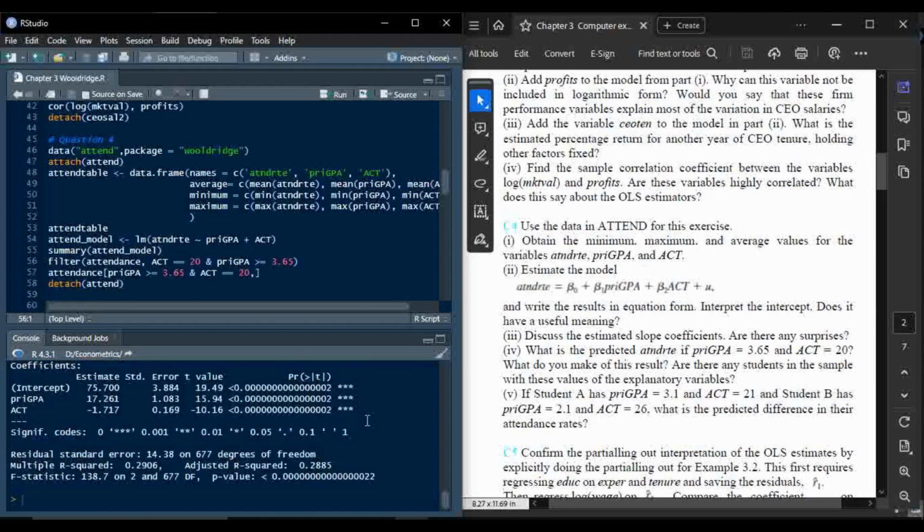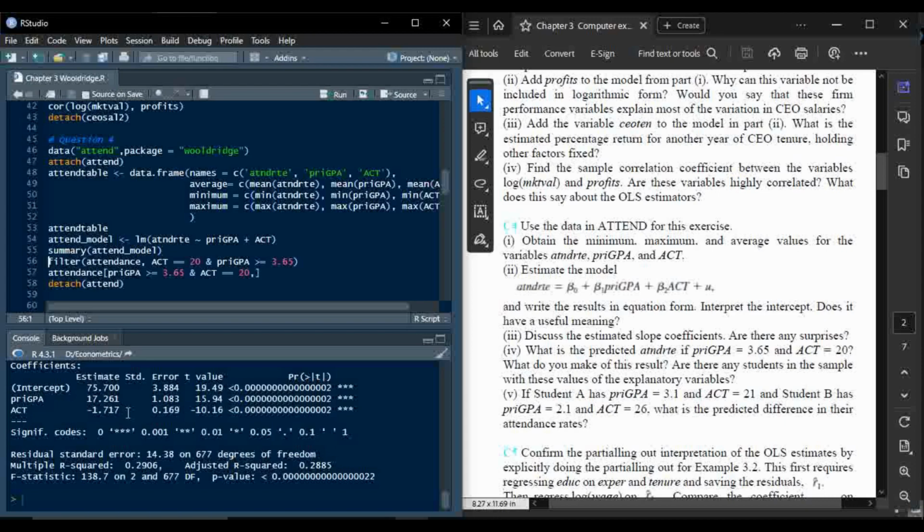And what does it say? Interpret the intercept. Does it have a useful meaning? The intercept here is 75.7, and the coefficient on prior GPA is 17.26, and the coefficient on ACT score is minus 1.7. So the intercept here means that for a student whose prior GPA is 0 and ACT score is 0, the predicted attendance rate is 75.7%. But this is clearly not an interesting segment of the population. In fact, there are no students in the college population with prior GPA equal to 0 and ACT equal to 0, or with values even close to 0.